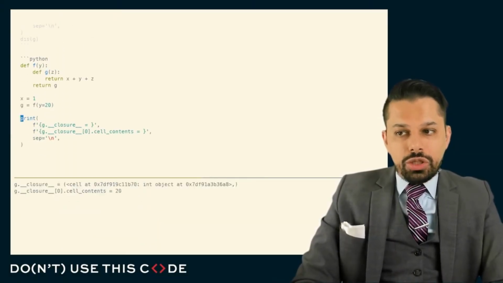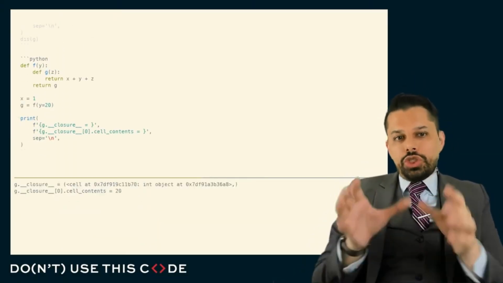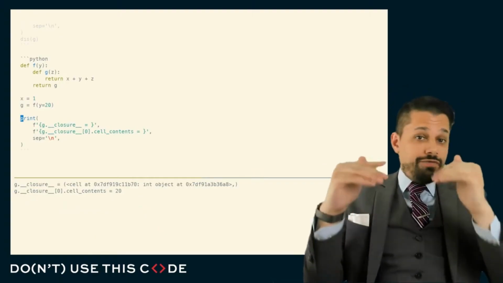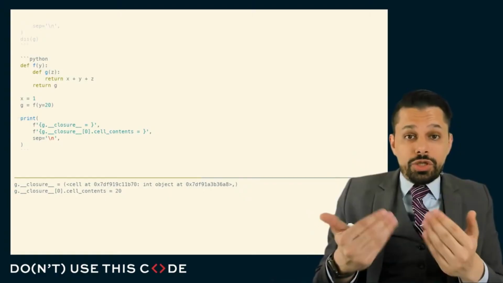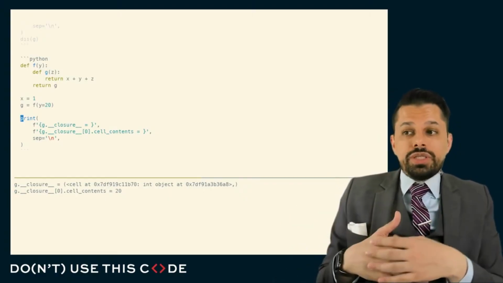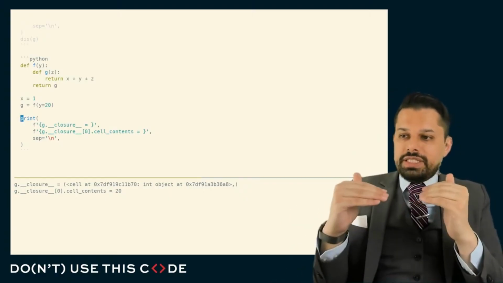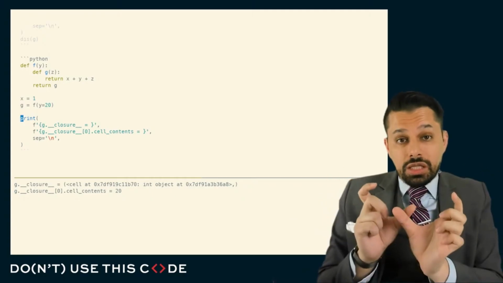Let's take a look at what that closure looks like. Well, if we take a look at G, we can see it has an underscore closure method. In fact, that was one of the arguments that we could optionally pass into types.function type to create a function. We can see that that closure is a tuple of cell objects.